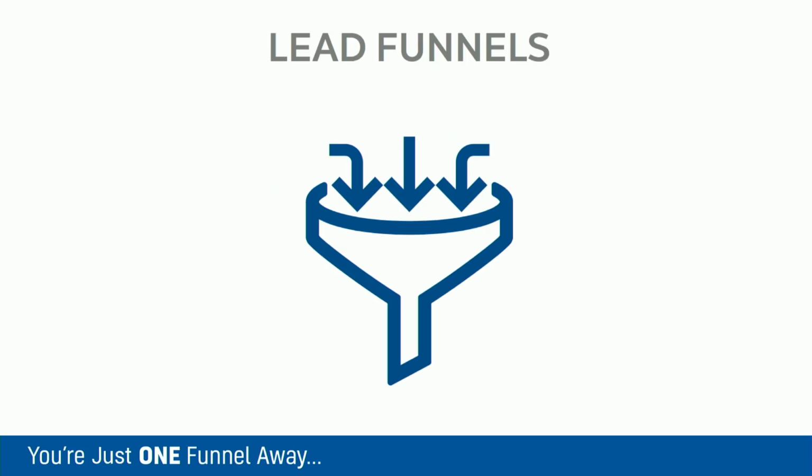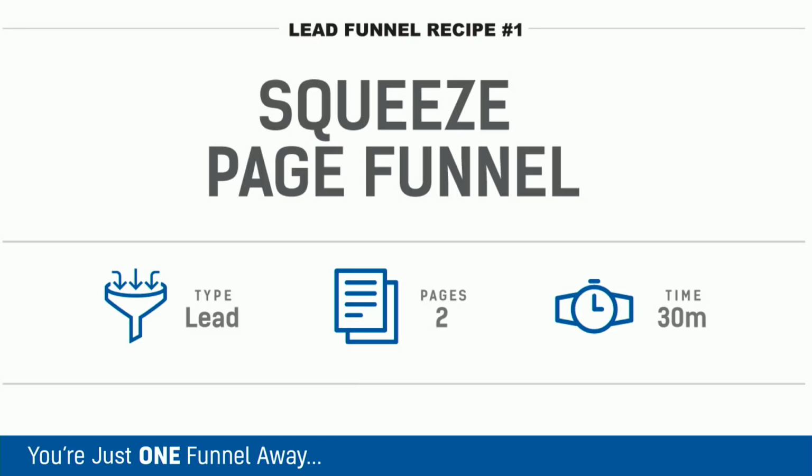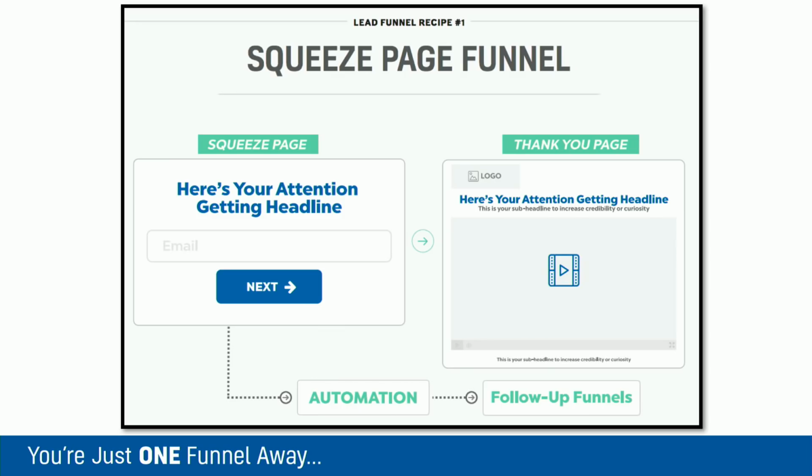The first ones I'm talking about are lead funnels. The first lead funnel is a squeeze page funnel. Inside the squeeze page funnel, there are basically 2 pages, total cook time, if this was a real recipe, about 30 minutes. Isn't that fun? We made it actually match a recipe book. All right. These are the 2 ingredients: you need a squeeze page and you need a thank you page.